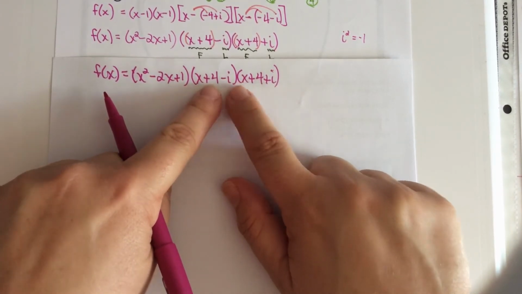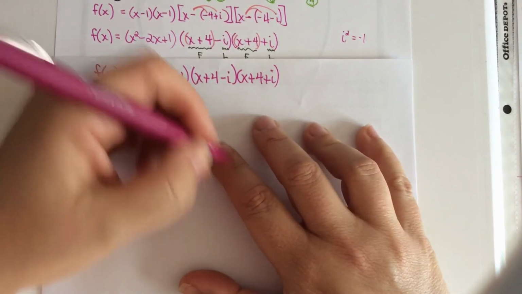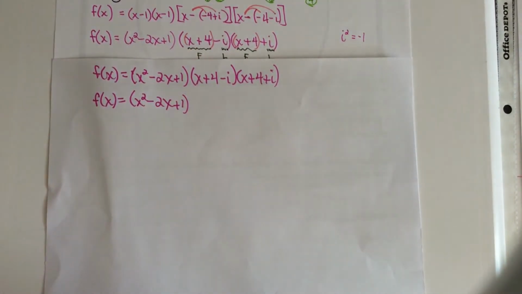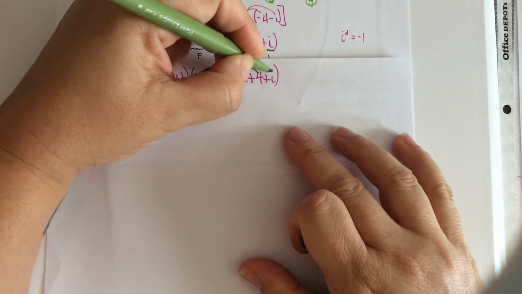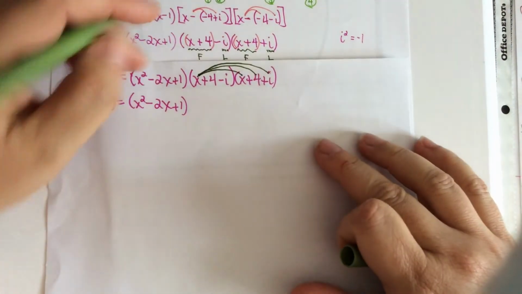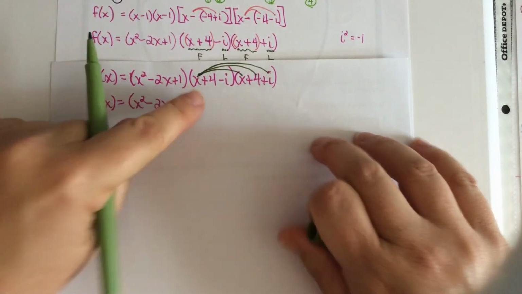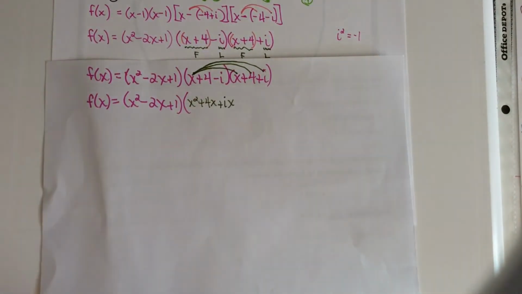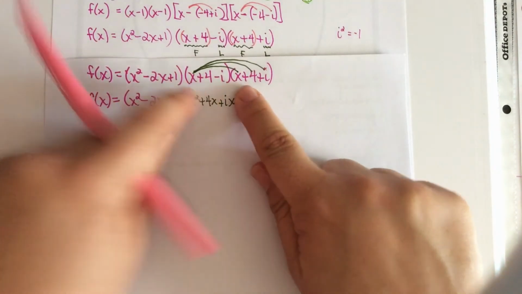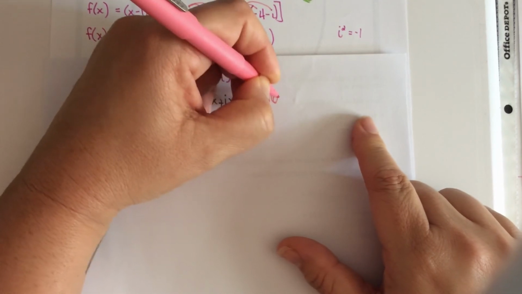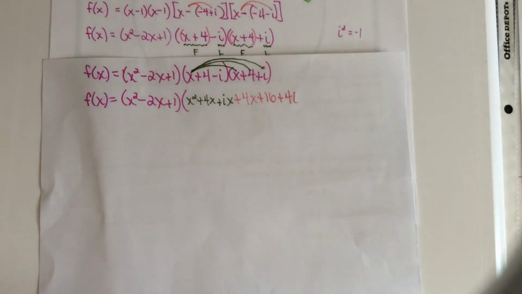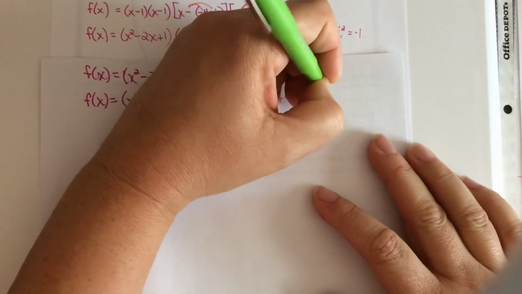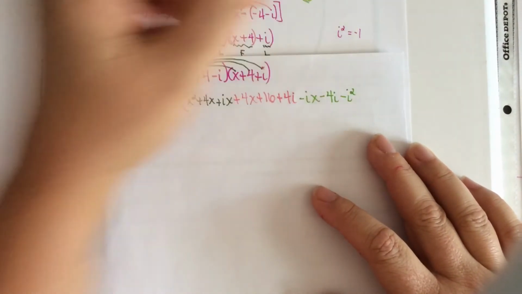I have to distribute the x to everything, I have to distribute the 4 to everything, and I have to distribute the negative i to everything. So it's tedious, but it's easier. I'm not going to draw arrows for everything because it's going to be super messy if I do. But I'm distributing the x first. So x times everything: x squared plus 4x plus ix. Distributing the 4, I guess I should continue color coding this. Distributing the 4 to everything, so 4x, 16, and 4i. And then distributing the negative i to everything, so negative ix, minus 4i, minus i squared.